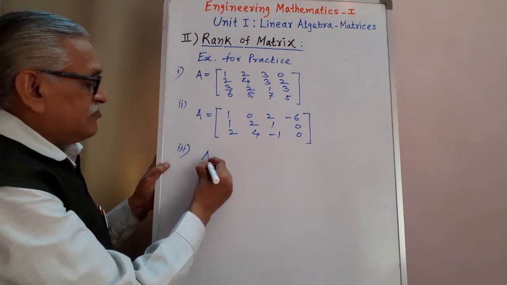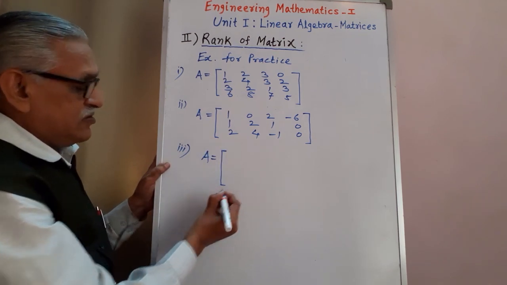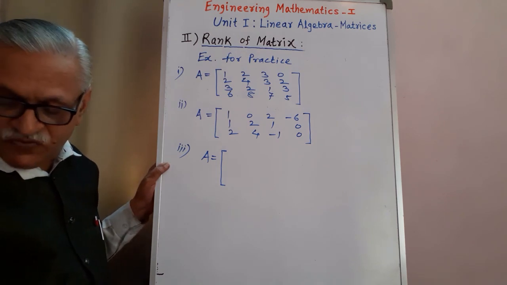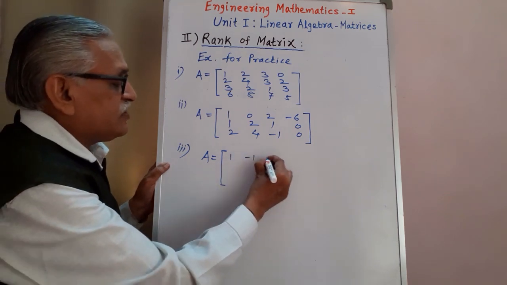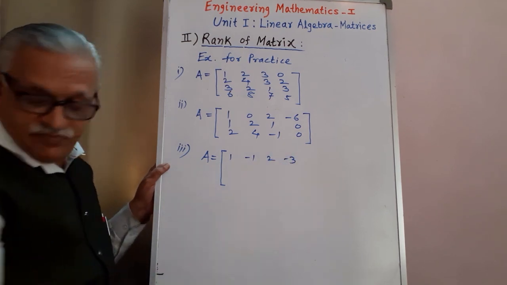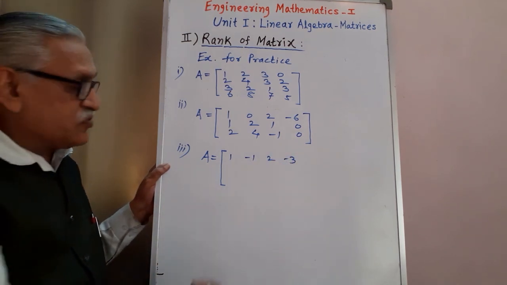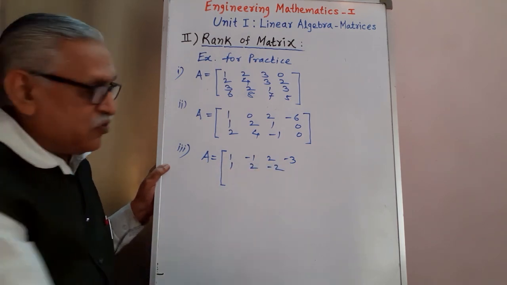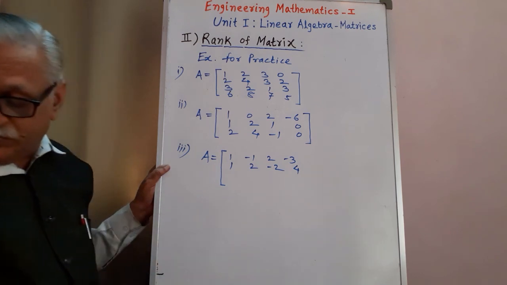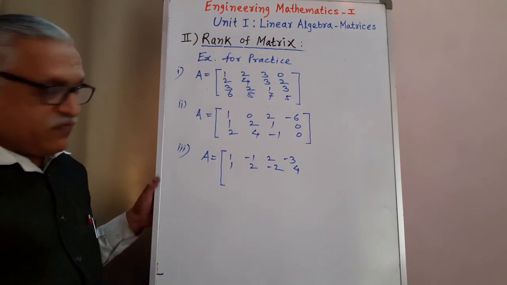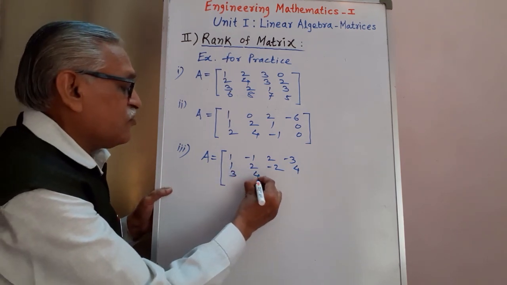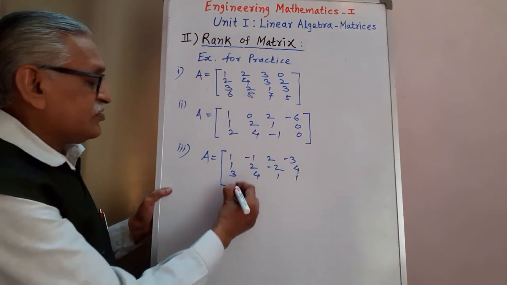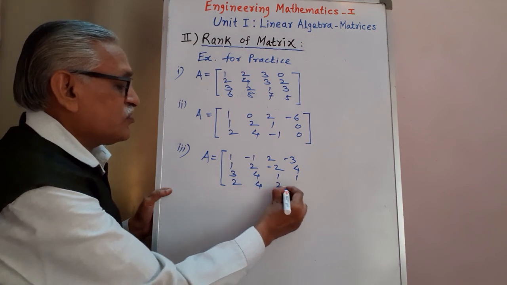Third, 1, minus 1, 2, minus 3, 1, 2, minus 2, 1, 2, minus 2, 4, 3, 4, 1, 1, 2, 4, 2, 6.